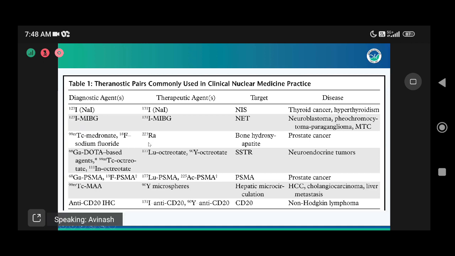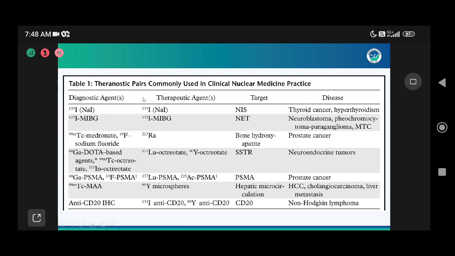and the therapeutic counterpart can be tagged with radium-223 for bone pain palliation in prostate cancer. Then gallium DOTA-based agents and lutetium DOTA-based agents. If you see, this DOTA is the same here, this octreotide, both are DOTA-based octreotide, here gallium-based and here lutetium-based octreotide. Both are SSTR targeting, used in neuroendocrine tumors. Gallium PSMA is tagged with lutetium-177 and actinium-225. The target is PSMA, used in prostate cancer cells.